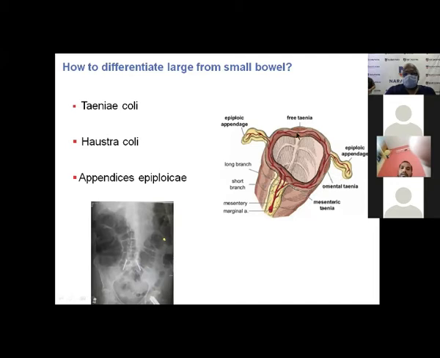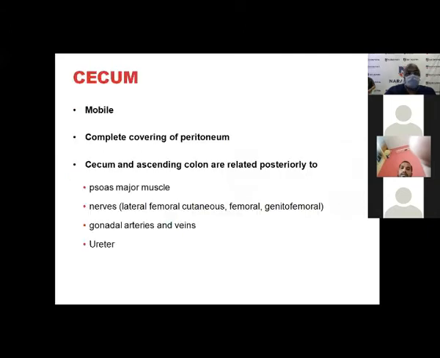These are the tinea. There are three tinea, one, two, and one more must be somewhere there; it's not being shown here. There are three tinea. Two or three? Three. They fuse at the base of the appendix. The cecum is mobile, completely covered by the peritoneum.